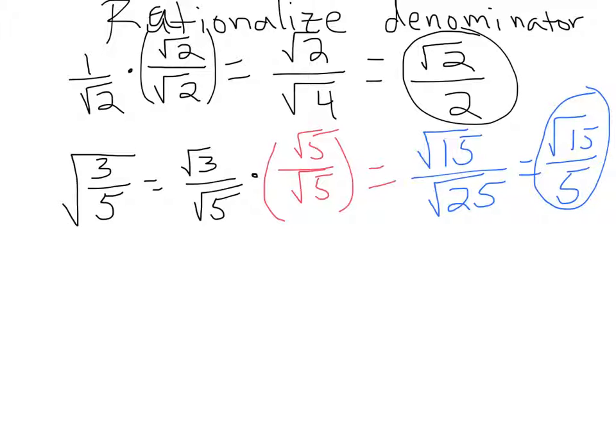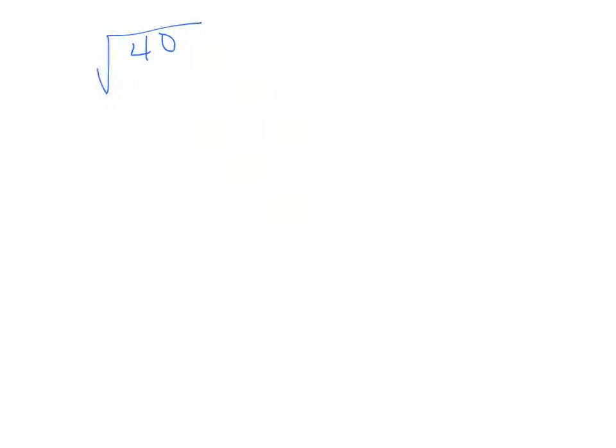Alright, let's do one more example just to show you something a little bit different. Let's say that we had the square root of 40 over 7. Now 40 over 7 does not reduce, so let me actually put this on a different page so we have more space. So, square root of 40 over 7. Again, 40 over 7 does not reduce, so I'm going to rewrite this as the square root of 40 over the square root of 7.